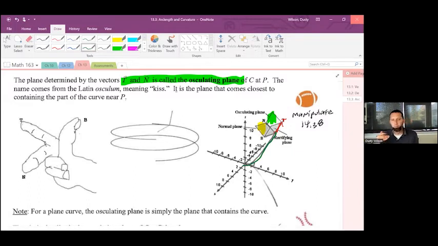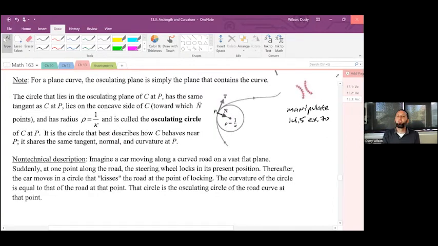Maybe more specifically, you could think about this as the unit tangent, the unit normal, and then the binormal vector is a unit vector because it's the cross product of two perpendicular unit vectors. Note, for a plane curve, the osculating plane is simply the plane that contains the curve. Remember, a plane curve here is one that lives in 2 dimensions.